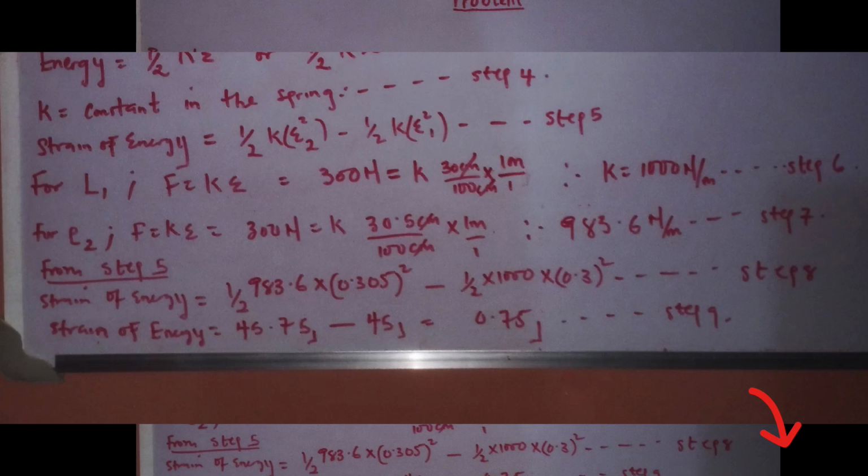Then for the strain energy, if you calculate everything in step 8 and solve the value, it's going to give us 45.75 joule for E2 and 45 joule for E1. If we subtract one from the other, it is going to give us 0.75 joule, which is step 9 and our final answer. So that's that. Thanks.